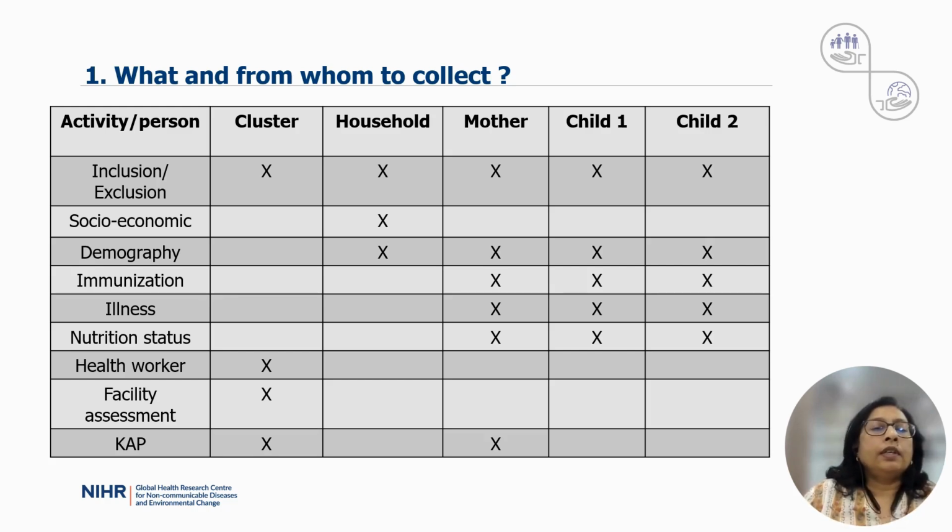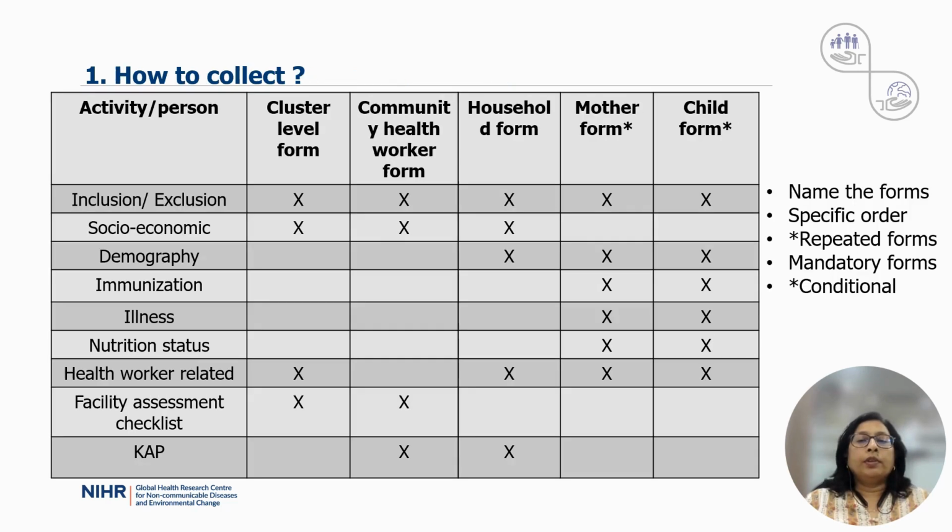As you can see, I don't have to explain here that the cross marks tell you what information we are going to collect from the cluster, which is the inclusion-exclusion criteria, maybe information from the health worker, a facility assessment, and knowledge, attitude, and practice of the health worker. So this is at the cluster level because I need one piece of information from this cluster. And then so on and so forth from the households, the mother, and we have the child. Now, there is more information which we can develop from here.